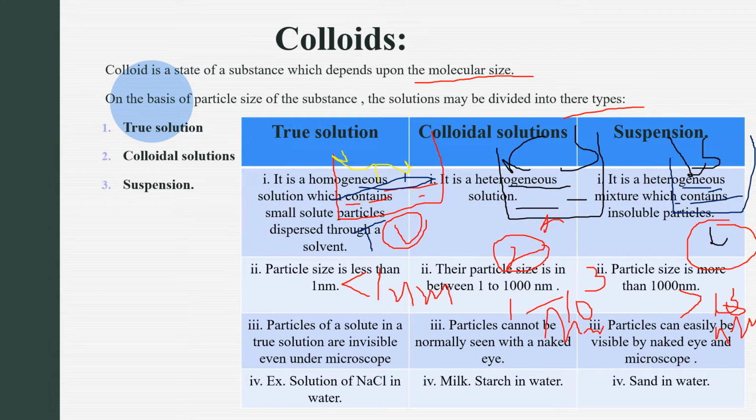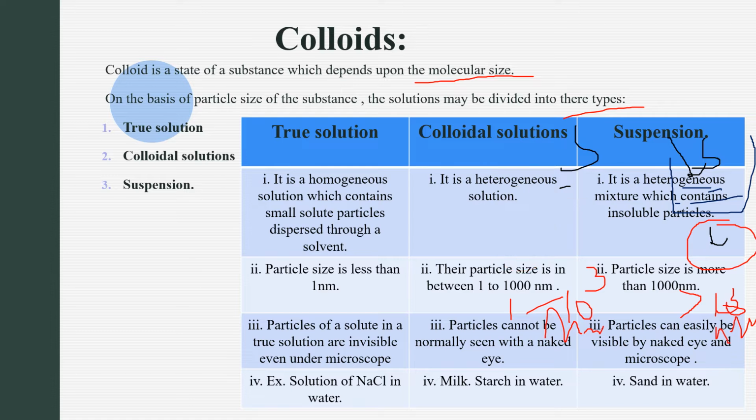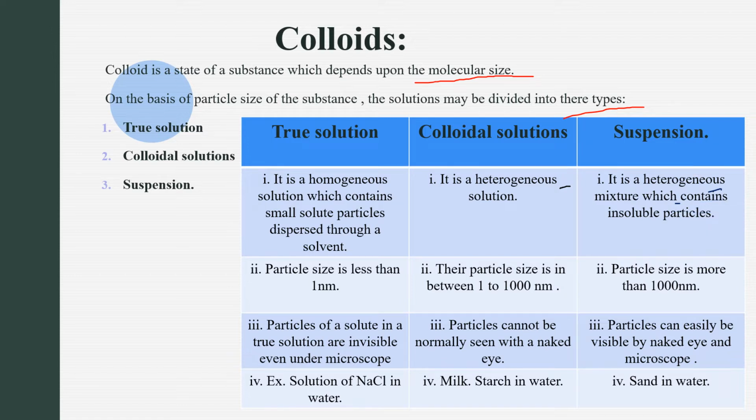And this can be seen by this table also. If we compare these three solutions, the true solutions are homogeneous solutions which contain small solute particles dispersed through a solvent, whereas colloidal solution is a heterogeneous solution, and suspension is also a heterogeneous mixture which contains insoluble particles.